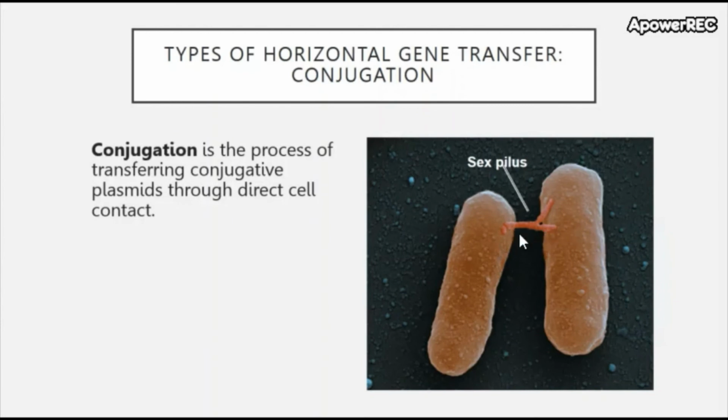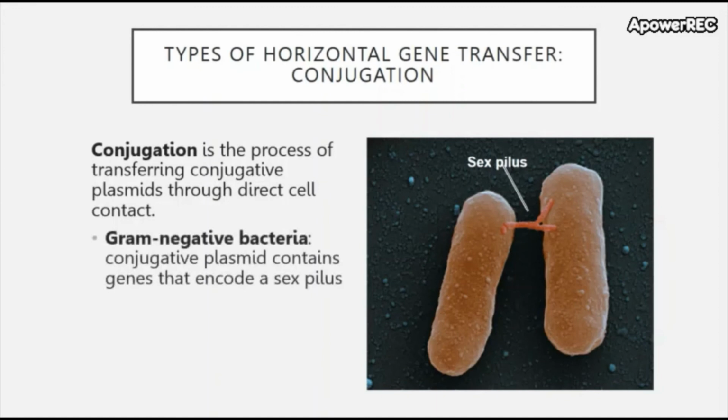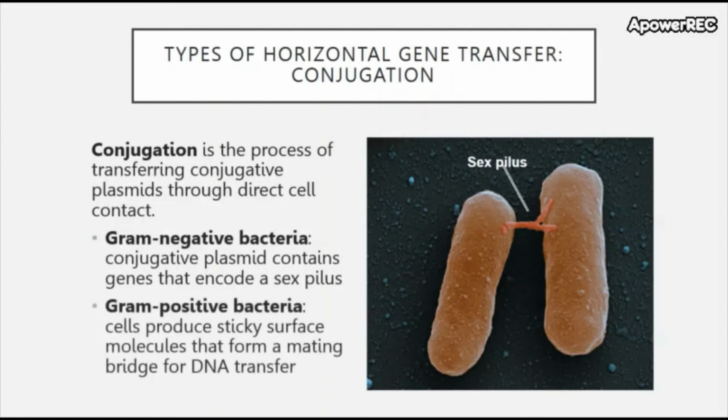adjacent bacterium to one another through direct contact, and genetic material can be transferred through that sex pilus. Gram-negative bacteria have conjugative plasmids that contain the genes that encode a sex pilus. However, gram-positive bacteria do not contain these plasmids. Instead, they produce a sticky surface of molecules that form a mating bridge, which DNA transfer occurs through.